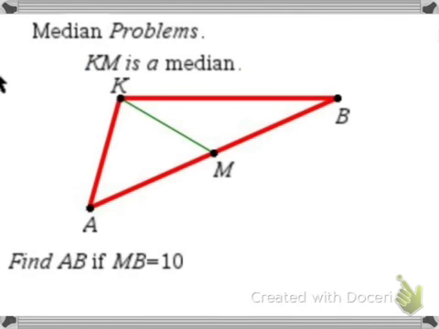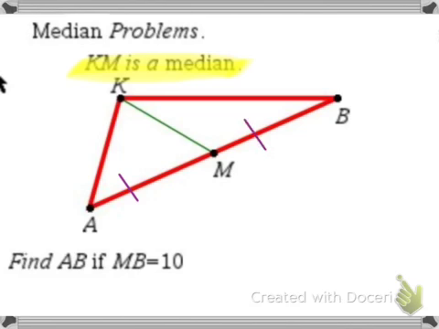Now look at what we have in the given. In the given, it says that KM is a median. So since KM is a median, what we know is that it's splitting things into two equal parts. Well, what two parts are equal? Well, this side here, AM, is equal to MB.